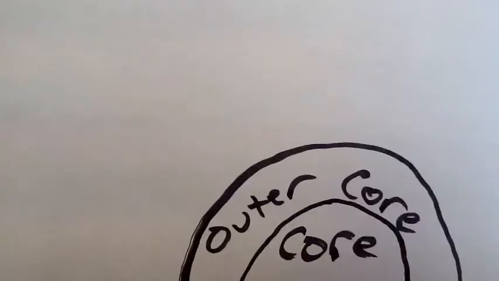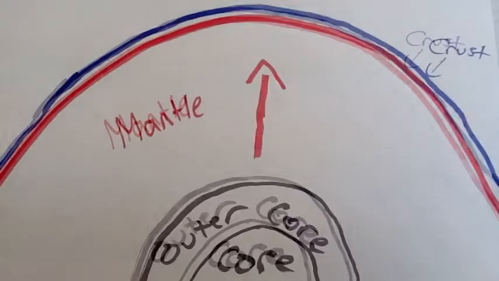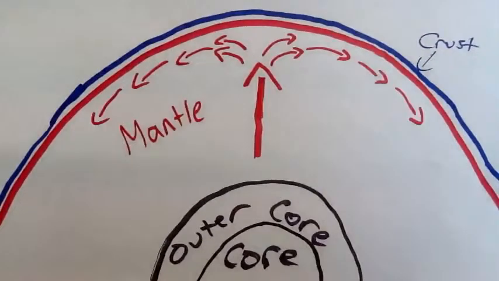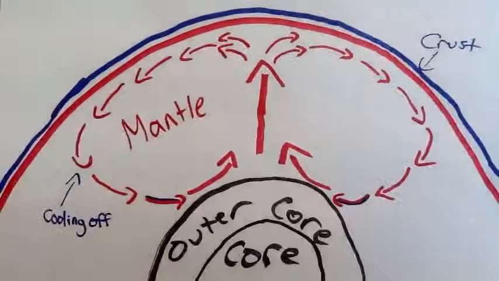In our Earth, we have the core, outer core, mantle, and crust. In the mantle, the liquid heats up and rises and cools down and sinks. This is known as convection.